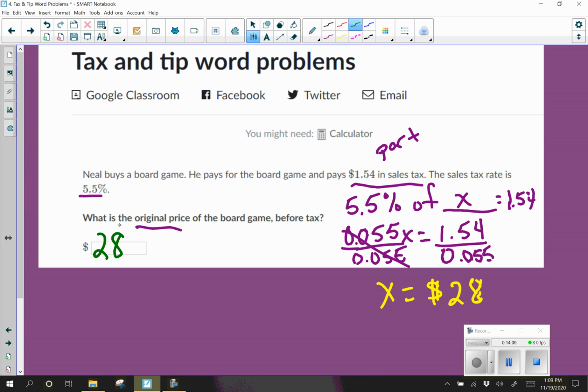Again, we could have done this as a proportion. We know our percent is 5.5. That would go over 100. We're missing the whole, which means your variable would go on the bottom, and your tax is your part. That goes on top, part over whole. So we could have set it up just like that, and we would have gotten the same answer of $28 once we did our cross products. Any questions so far? Hopefully not.